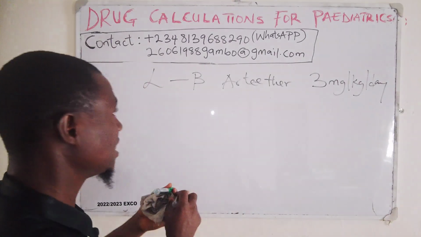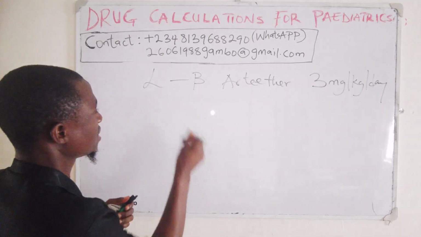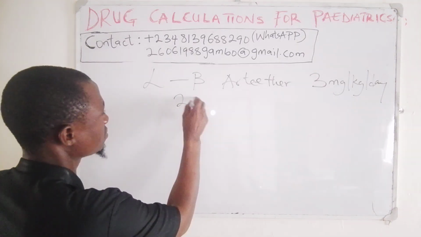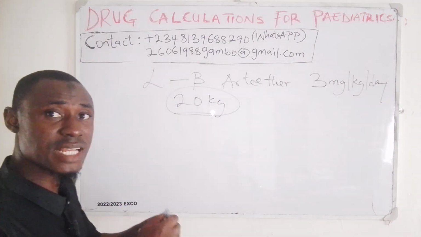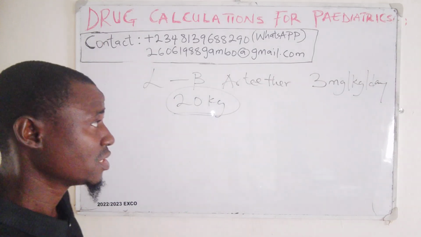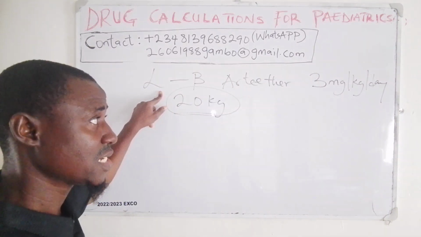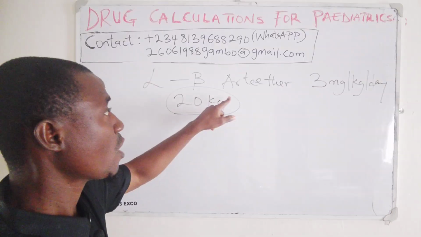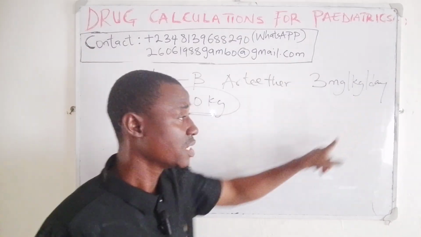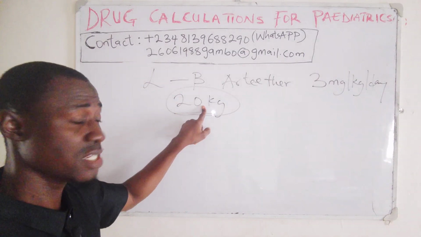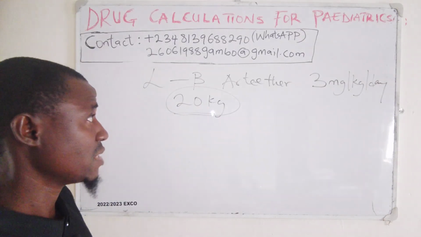So now, take the weight of this child to be, let's say, 20 kilograms. So this is the weight of the child. Solve it and leave your answer in the comment section. I'm going to comment on those that got it right. Use the same example we utilized previously to calculate the dose of alpha beta theta at 3 milligrams per kg per day that you will administer to a child whose weight is 20 kilograms. So this is exercise number 1.